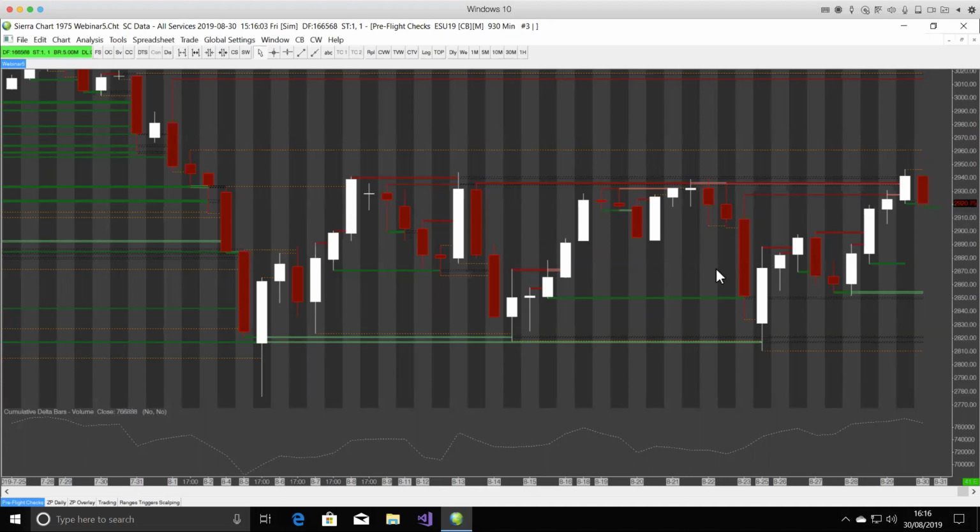Now, bar direction is important. If we're auctioning down, like on this candle here, and we have unfinished business at the extreme of the auction in the direction in which the auction went, that's a clear sign to me it wasn't low enough. And you can see, sure enough, we went lower.